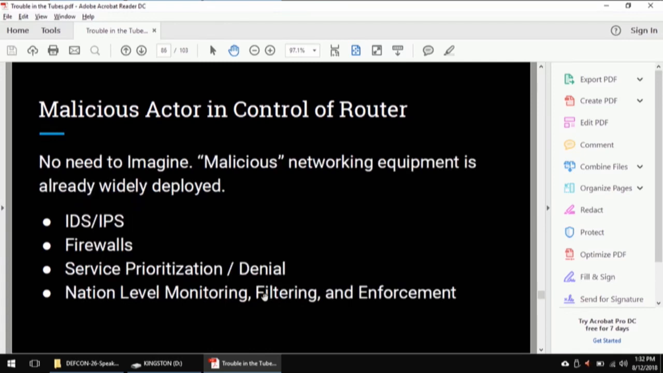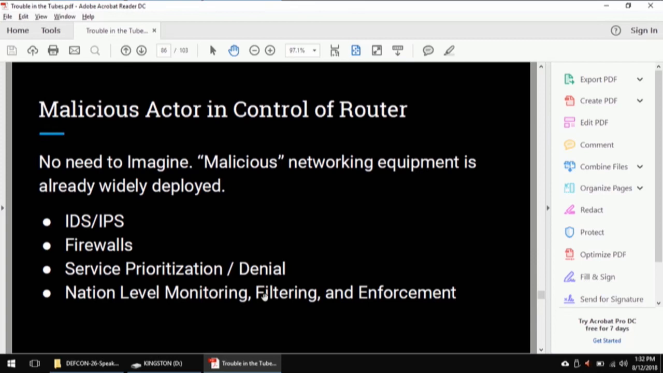Now, we don't really need to imagine much because we already see this in action. There's malicious networking equipment widely deployed. Now, malicious is relative to who's performing the operation. So, intrusion detection systems and intrusion prevention systems, other firewalls, internet service providers doing service prioritization or denying access to certain services. And then you have nation-level monitoring and filtering enforcement, such as a country putting up a large firewall to restrict internet access. So we can already see what can be done with this because it's already being done.